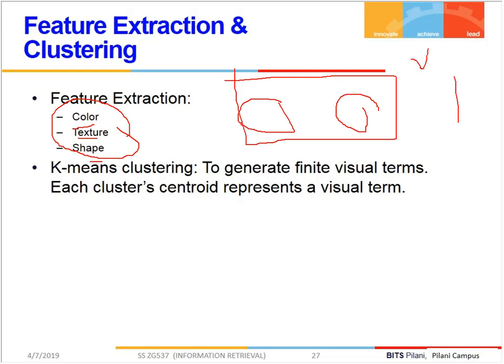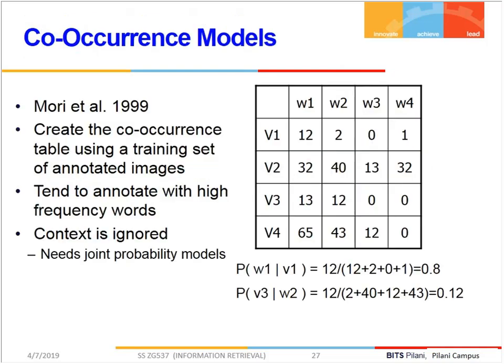Let us say V1. Each cluster centroid will represent the visual term. Through color, texture and shape, we identify similar segments and then we do k-means clustering to make a cluster of one visual term. Now once we have formulated the visual term, the purpose was that we want to find out the correct annotation. So what do we do?